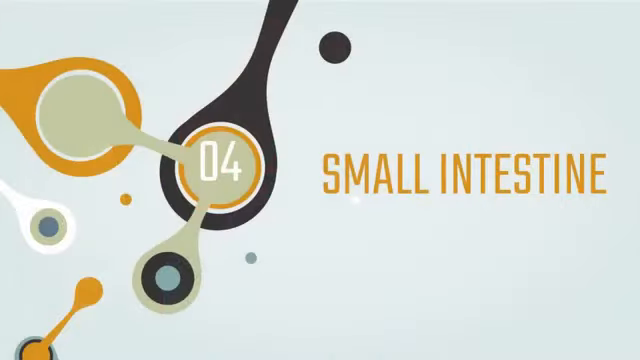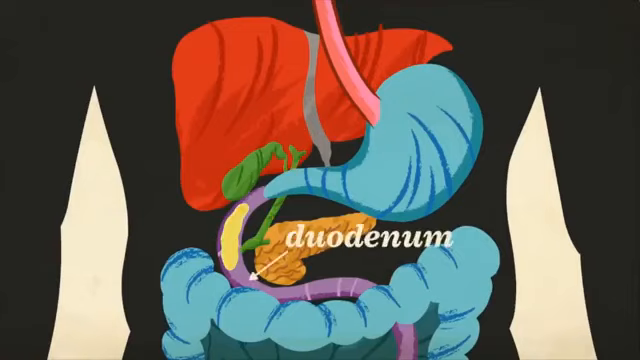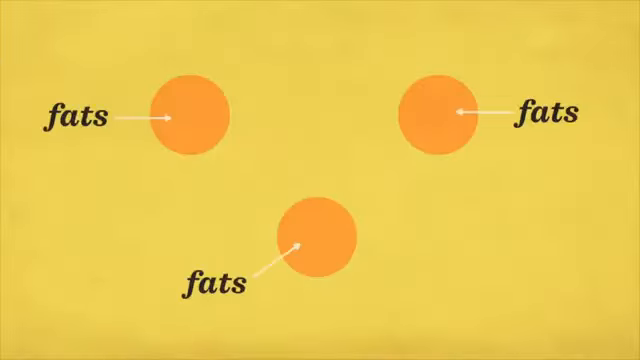The food is then released into the next part of the digestive system, which is the small intestine. The small intestine is the part of the digestive system where most chemical digestion takes place. As the food reaches the small intestine, the liver sends bile to the gallbladder, which secretes it into the first portion of the small intestine called duodenum. Here, it dissolves the fats so they can be easily digested by the pancreatic and intestinal juices.